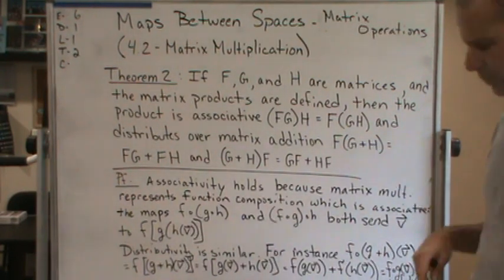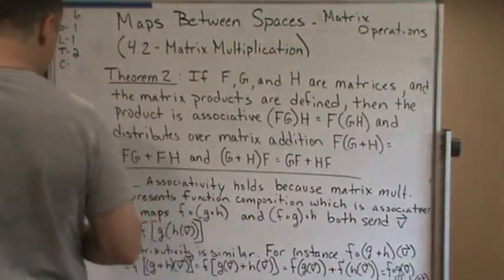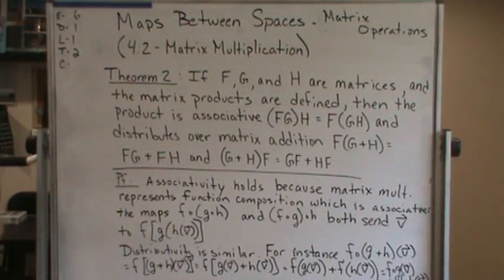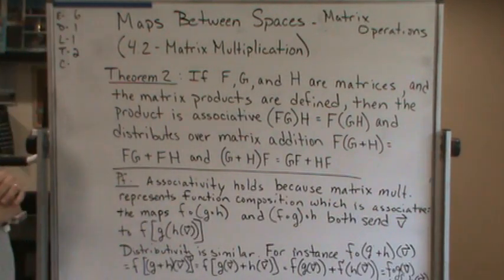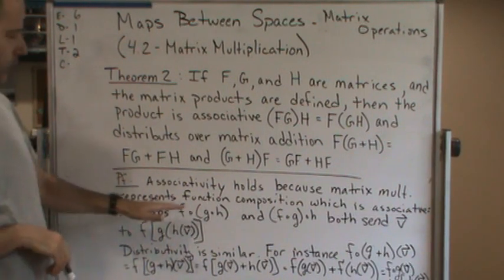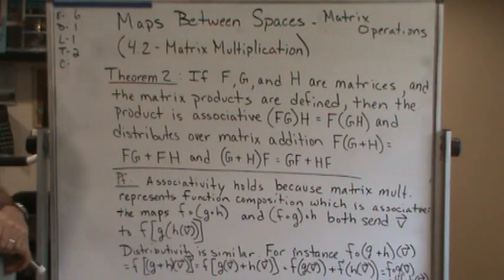Okay, now the proof is pretty straightforward. And again, it's just, yeah, straightforward. So proof, it says associativity holds because matrix multiplication represents function composition. That's the key thing. Function composition, which is associative.